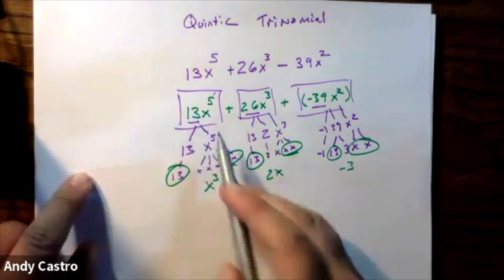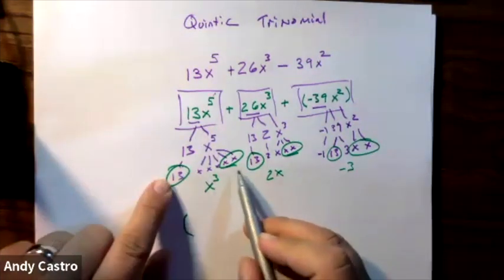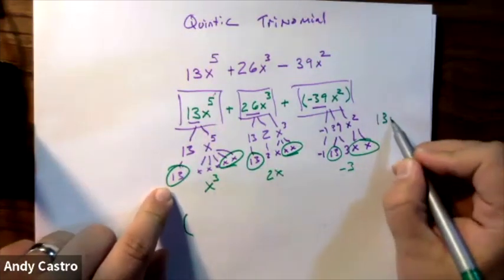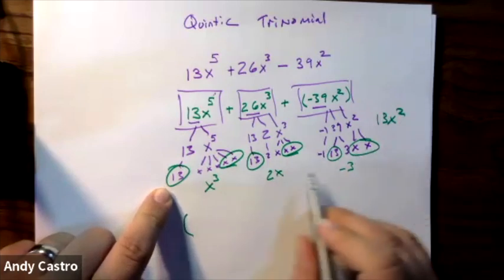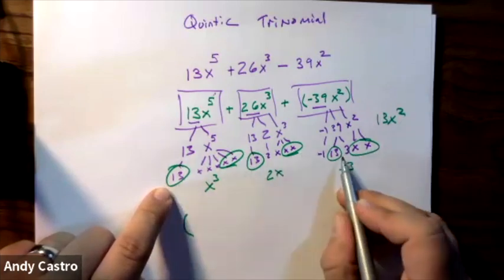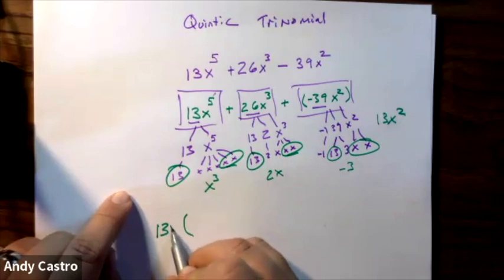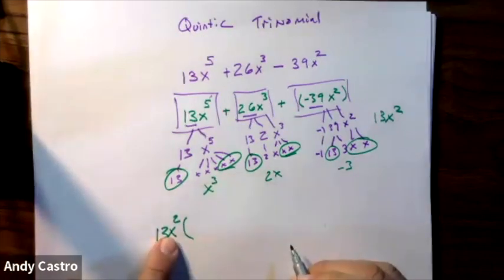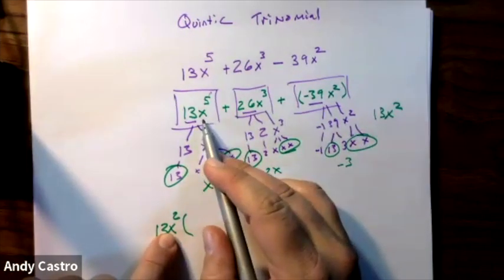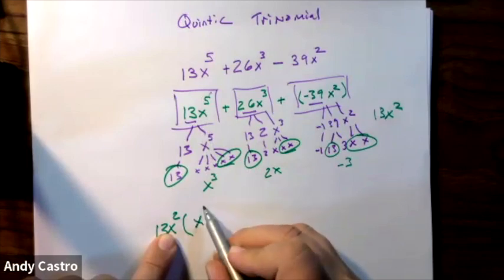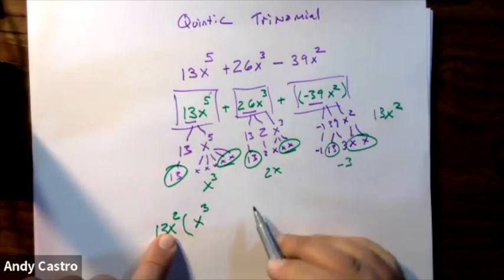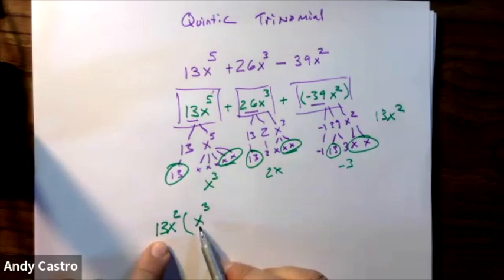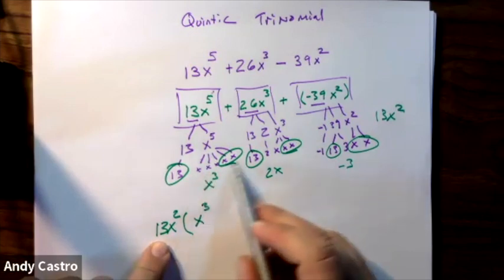So if I pull out what I have in common, which is 13x squared, 2 x's in each and 13 in each, if I pull that outside, 13x squared, then I'm left with x cubed. X squared times x cubed gives me x to the 5th.